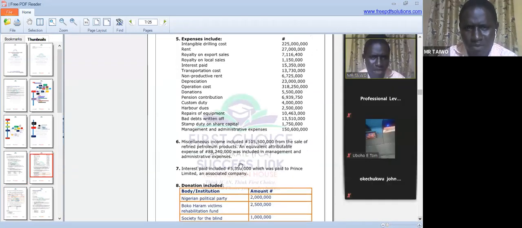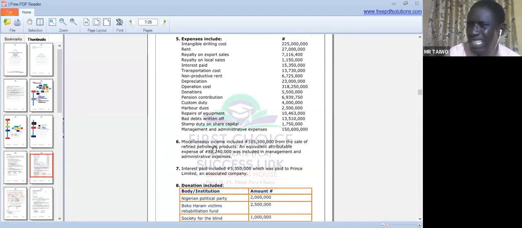Now look at it. We now look at the miscellaneous income. You know, part of the income that was the miscellaneous income included 105,500,000 from the sale of refined petroleum products. They refined this. This will not be an upstream transaction again. It will be a downstream transaction.